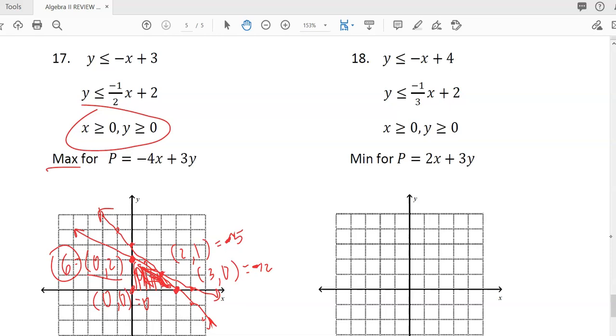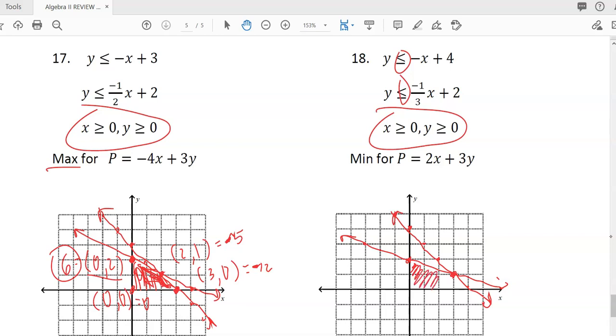Fifth one, negative x plus 4. Negative x means it's sloping this way, right? Solid line, best you can. Negative 1/3 x plus 2. Ooh, I like that. It crosses right there. So we're way out there. So draw that line best you can. It's below, both of these are below, so less than is below. So, but it's in the first quadrant. Again, that says first quadrant.